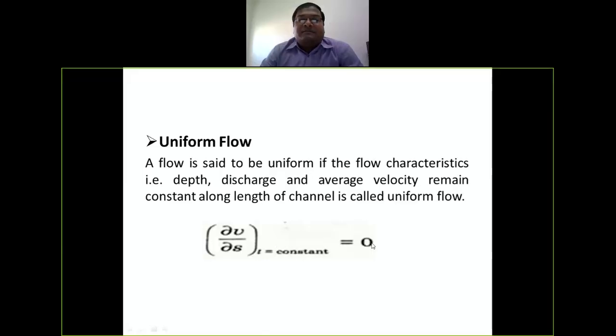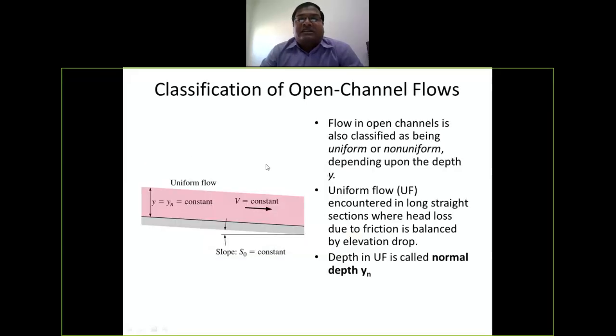In the same way, flow in an open channel is also classified as uniform or non-uniform depending upon the depth. Uniform flow is encountered in long straight sections where head loss due to friction is balanced by elevation drop, and the depth in uniform flow is called normal depth. You can see in the figure, the water is flowing with a constant velocity, and the depth is also constant throughout the length of the channel with respect to space. So that is very important.